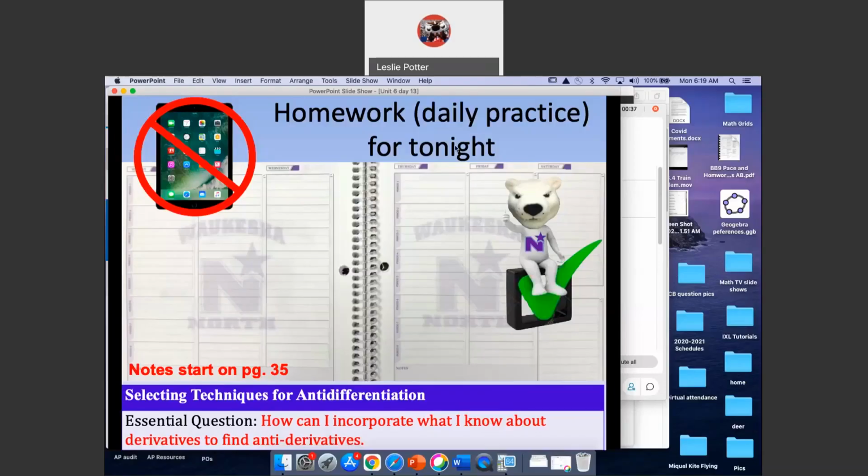Alright, these are the Unit 6, Day 13 notes. They start on page 35 of your packet. This is kind of a catch-all. It's just a day to work on selecting different techniques for anti-differentiation. We're still working with that same essential question: how do I incorporate what I know about derivatives to find antiderivatives?